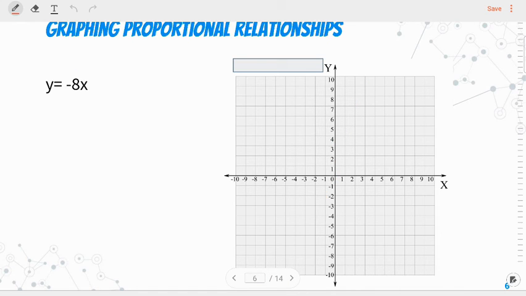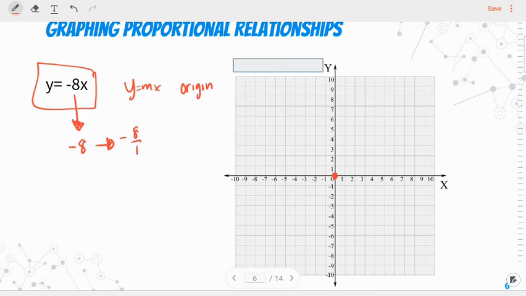Last example, try this one on your own. Pause the video and check when you're ready. All right, my equation is in that y equals mx format, which means I'm going to start at the origin again. So plotting my point at the origin, I'm going to identify my slope. It's -8. I'm going to turn it into a fraction, -8 over 1. And then I'm going to give myself directions to go. So remember, negative means I go down, and positive means I'm going to go to the right.